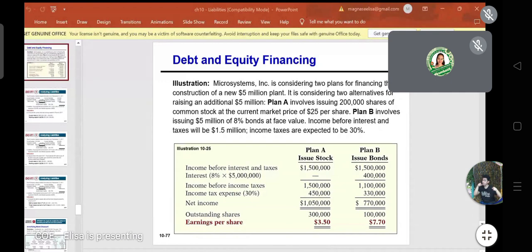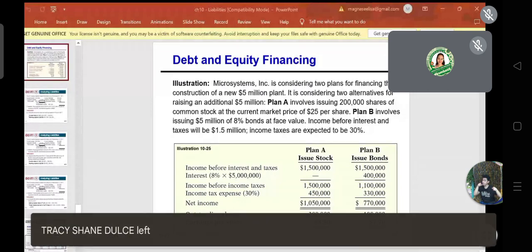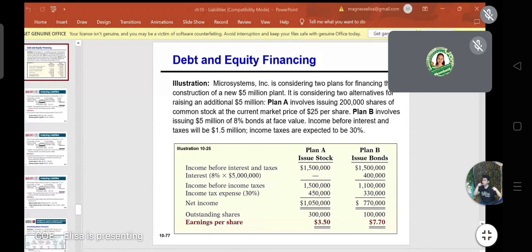Then, in plan B, they issue bonds. With the issuance of bonds, you have to pay interest of 8% per annum. So in here, you have 8% times 5, so you will pay 400,000 for the first year. So income before income taxes is 1.1, and then you apply taxes of 30%, so that net income is 770,000.